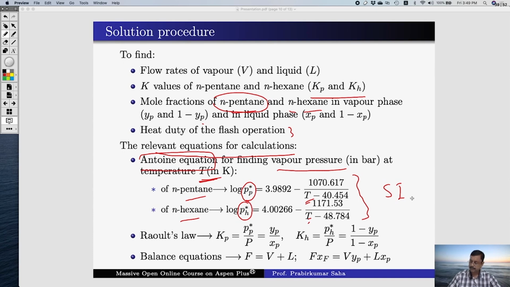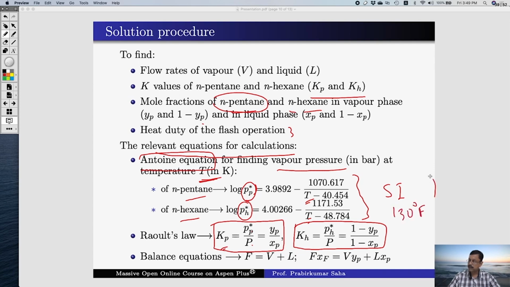Now we have to use Raoult's law. So what is Raoult's law? This is Raoult's law, where Kp is equal to vapor pressure by the total pressure. And this is also equal to the mole fraction in vapor phase by the mole fraction in liquid phase. So this is for pentane and this is for hexane. So we know P. We know the temperature, 130 degree Fahrenheit, equivalent in Kelvin we have to calculate. So we can understand how to calculate them.